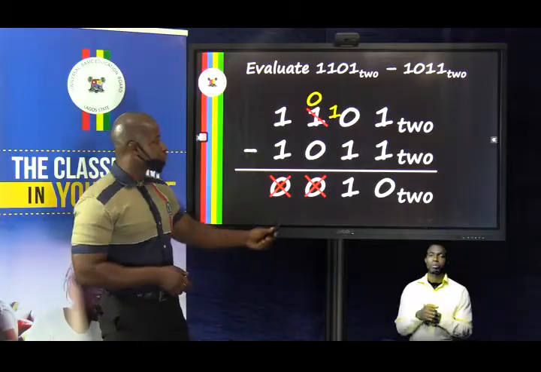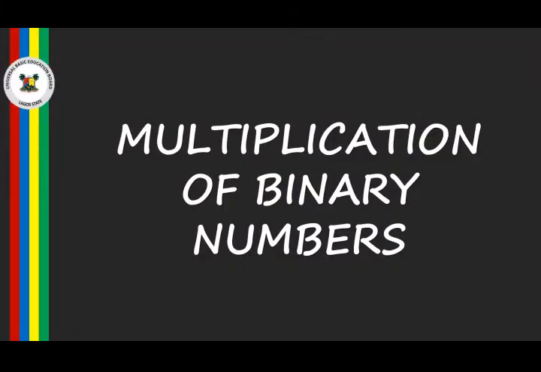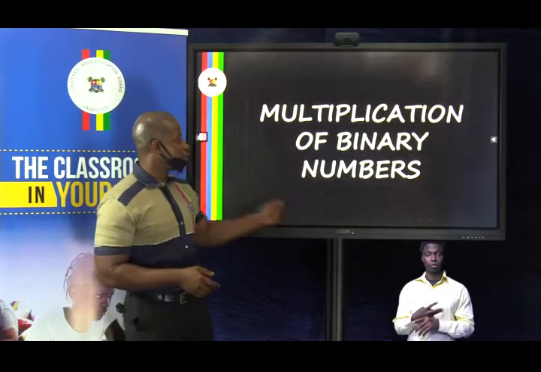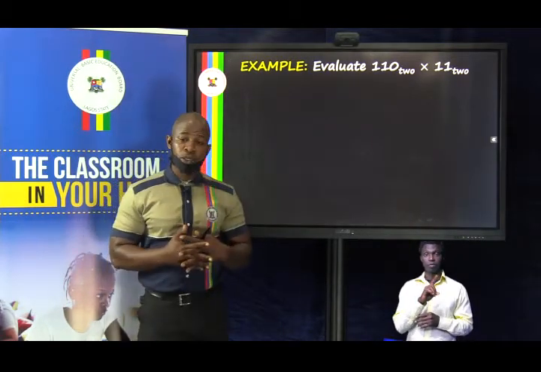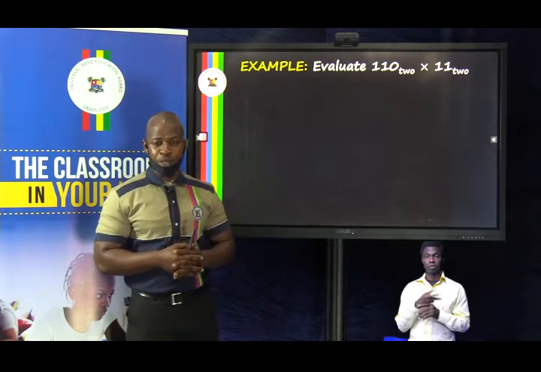Good job, you. Now let's look at how binary numbers are multiplied. This first example says that we're to evaluate 110 in base 2 times 11 in base 2.